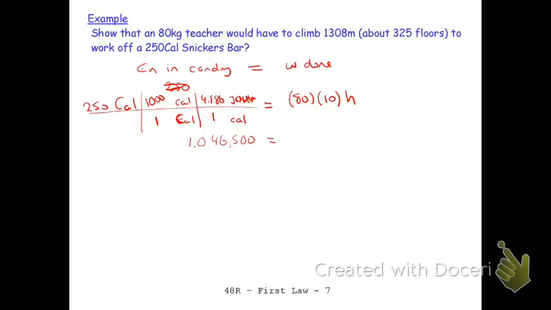And that equals 800H. So H is going to equal that divided by 800, which equals 1308.125 meters. A meter is like 3 feet, so let's just multiply by 3. That's approximately 3924 feet.